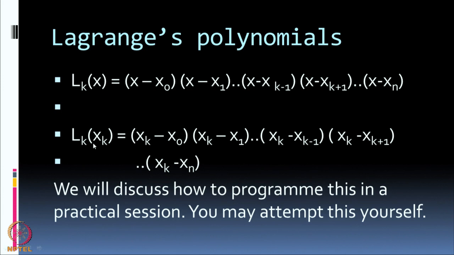Then Lk(xk) is a factor, where in place of x I have xk. Okay. So, what is Lk(xk)? It is (xk minus x0), (xk minus x1), up to (xk minus x(k minus 1)), just as here. xk minus xk is not there, because xk minus xk will be 0. So, that is not there. Then (xk minus x(k plus 1)) up to (xk minus xn). So, Lk(x) is a polynomial, Lk(xk) is just a term. So, my polynomial is f(xk) into Lk(x) divided by Lk(xk).